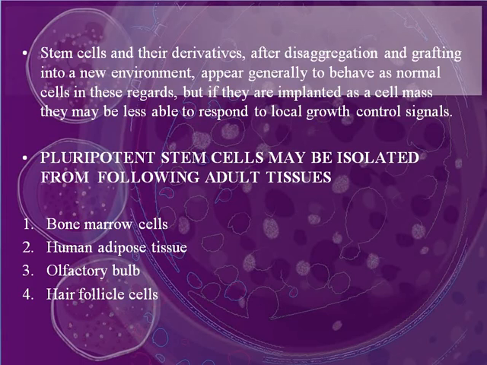So a pluripotent stem cell may be isolated from the following adult tissues: the bone marrow cells, the human adipose tissue, the olfactory bulb, the hair follicle cells. From where can we take the stem cells in adult tissue? The bone marrow cells, the human adipose tissue, the olfactory bulb, the hair follicle cells.